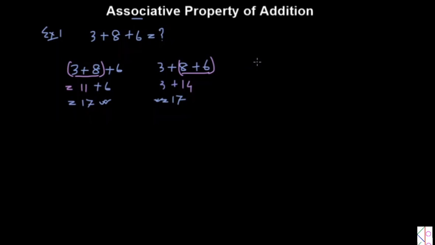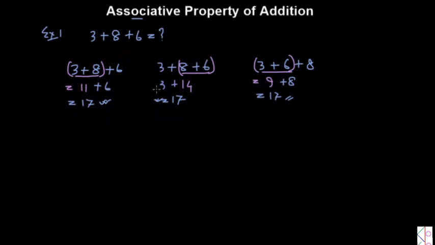Finally, this time we change the order of the numbers and bring 6 to the middle part and associate 3 with 6 by putting parentheses around them. Now we have to add 3 and 6, that is the group. What will be the value? It becomes 9. 3 plus 6 means 9. Is there any difference here? Obviously no, it becomes 17. So finally we get 17.